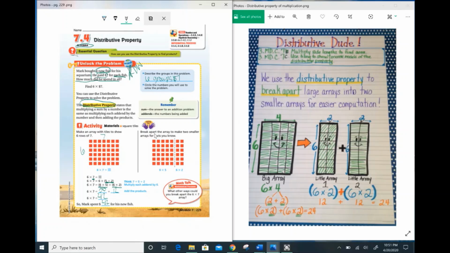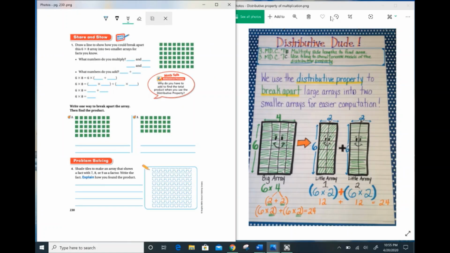If you look over here on this side, boys and girls, it shows us the break apart, how it's broken apart into 2 smaller arrays. We have 6 times 5 here on this side, so we have 6 rows and 5 columns. And over here we have 6 rows and 2 columns. So 6 times 5 we said was 30, and 6 times 2 was 12. We add those to get our answer, which was 42. Let's continue practicing with the next page.